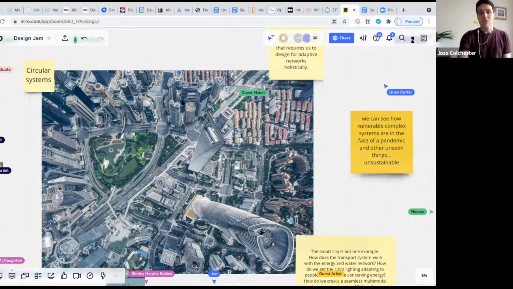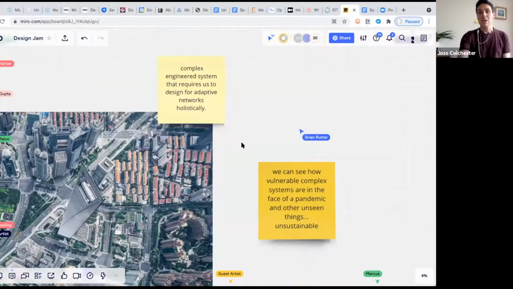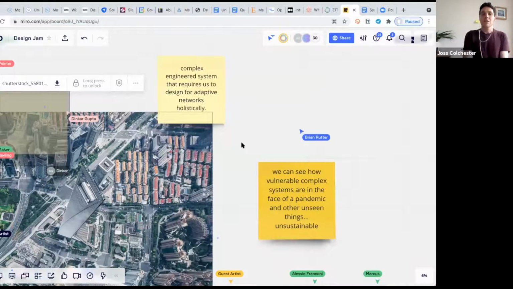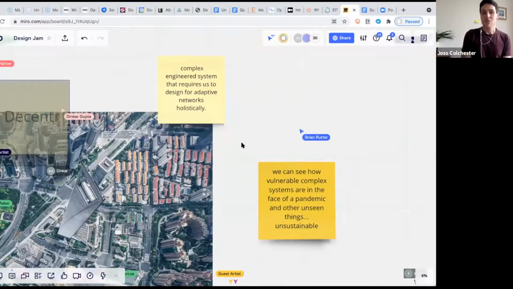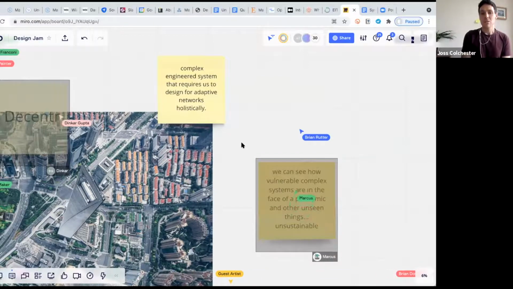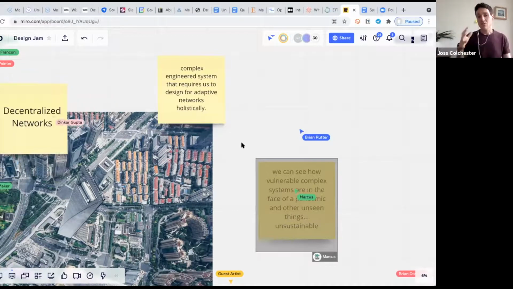So we call these things complex engineered systems, things that look like this. The internet is an example of that. Traffic systems are very good examples of complex engineered systems. Many others. These require us to design for adaptive networks in a holistic way, designing context again, rather than an individual thing. We're now designing a structure or a context within which we have these adaptive agents.